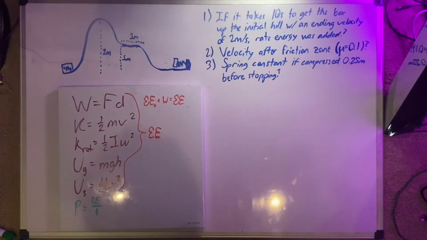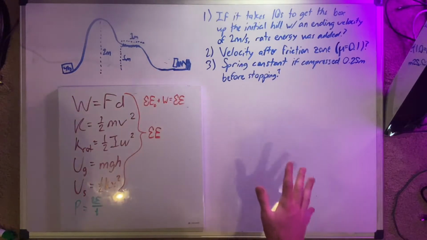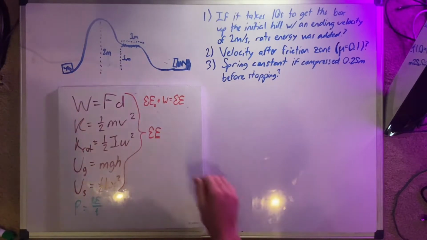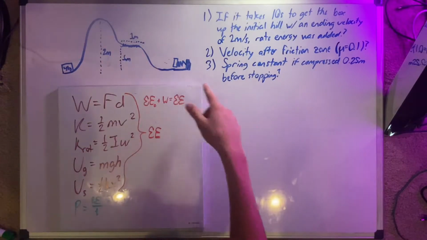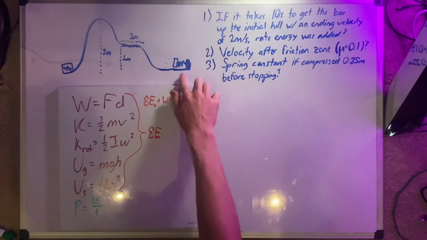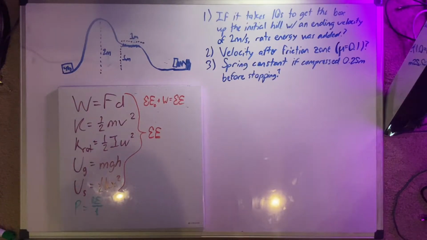All right, let's talk about energy. So what we have here is a roller coaster. I'm going to call it a roller coaster, but really it's just a box. It's traveling across this whole mechanism here and then hitting a spring at the end. That's my depiction of a spring.